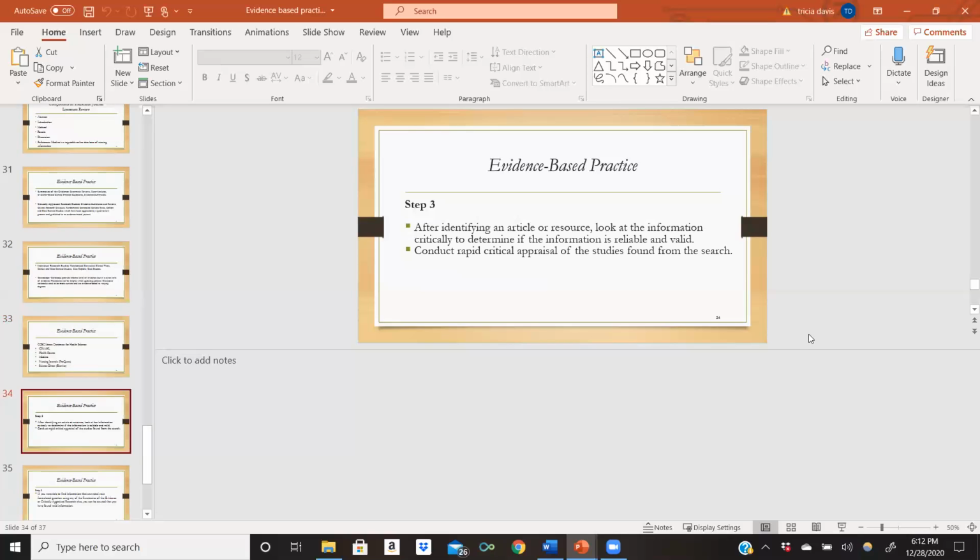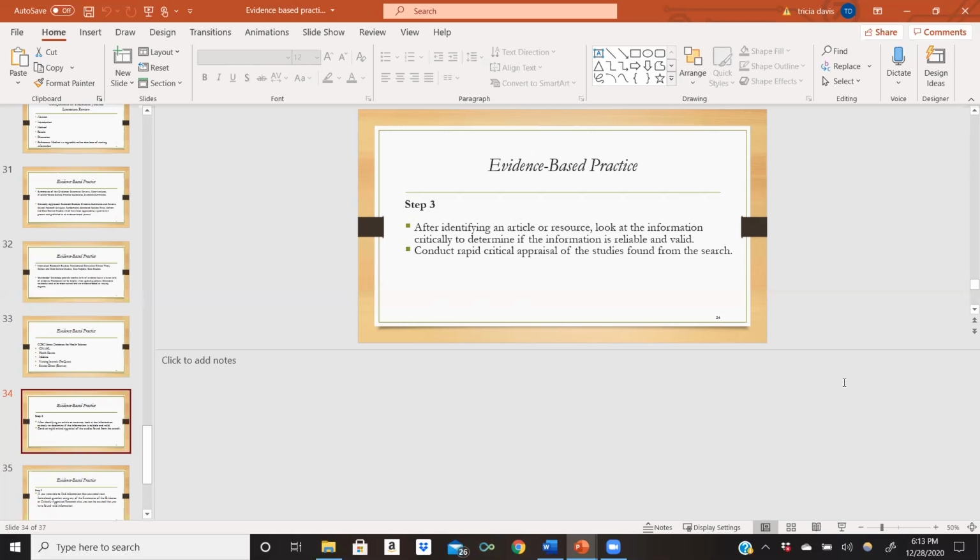So step 3 in the process is, after identifying an article or a resource, you look at the information critically. You read through every single article and critically analyze everything to determine if the information that you've gathered is reliable and valid. You conduct rapid critical appraisal of the studies that you find from your research. When you're critically appraising that evidence, you want to ask yourself 3 questions. The first one is, what were the results of the study?